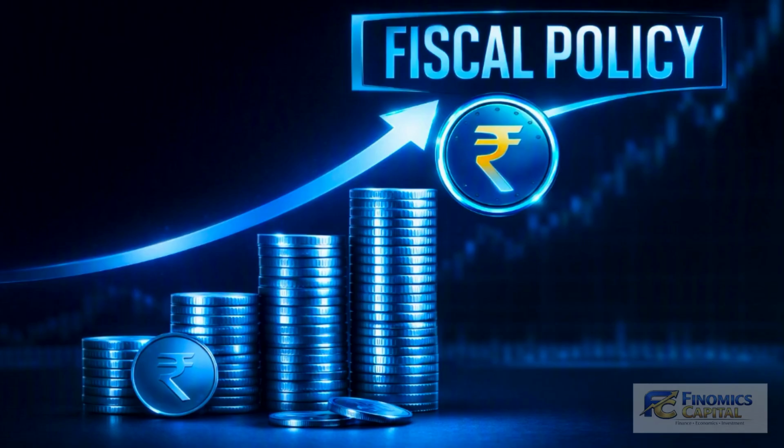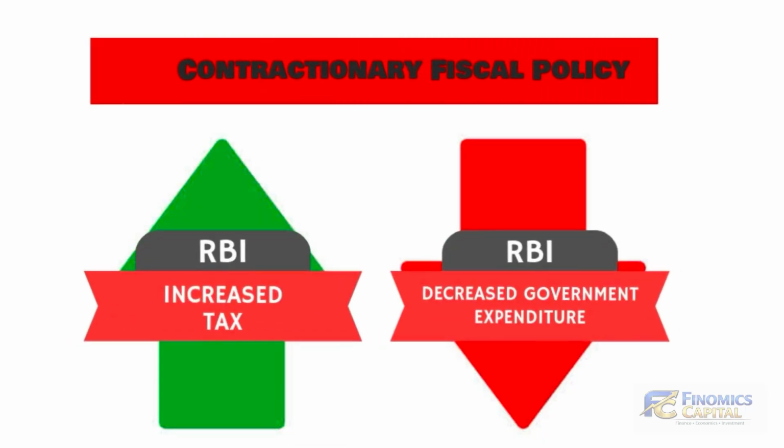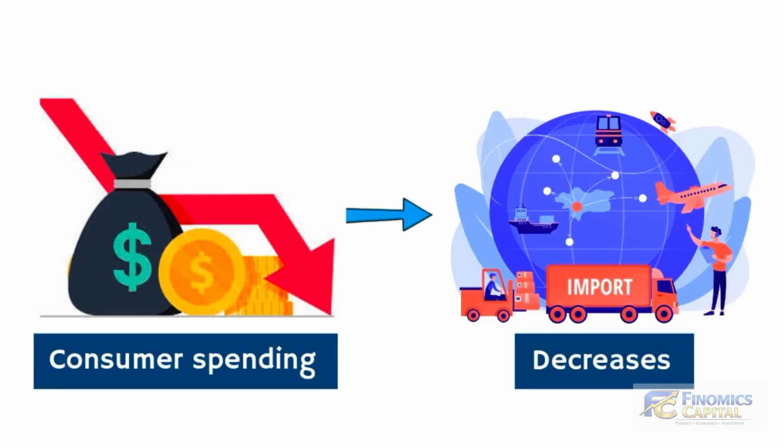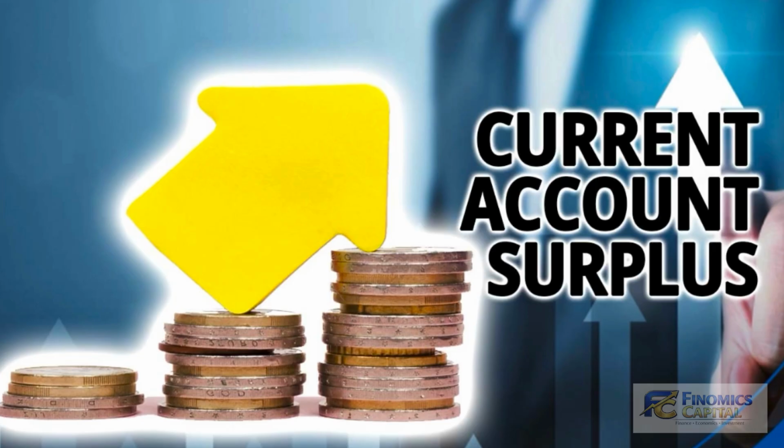And the government conducts fiscal policy, like contractionary fiscal policy, in which taxes are increased and government expenditure is reduced. Money supply in the economy decreases, so consumer spending also decreases. Because of this, imports decrease. Due to this, the current account surplus increases, which leads to a balance of payment surplus.